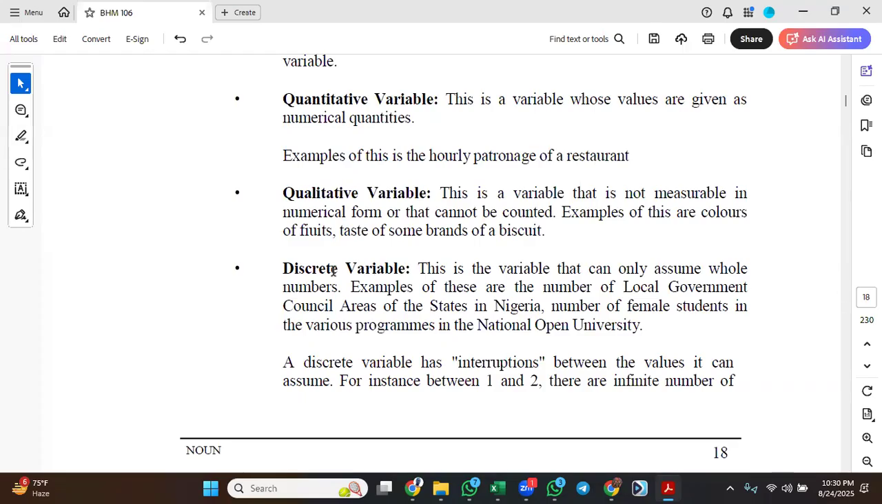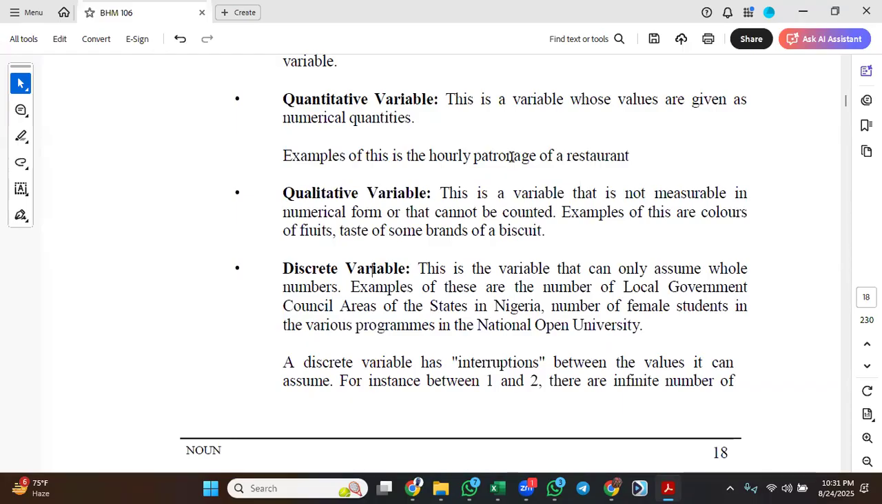Let me ask a question. Is a discrete variable also a quantitative variable? Yes or no? I'm expecting our responses. It's quantitative.